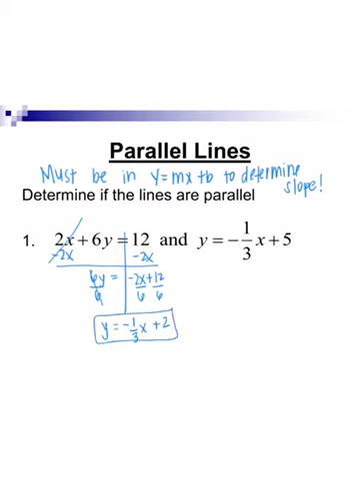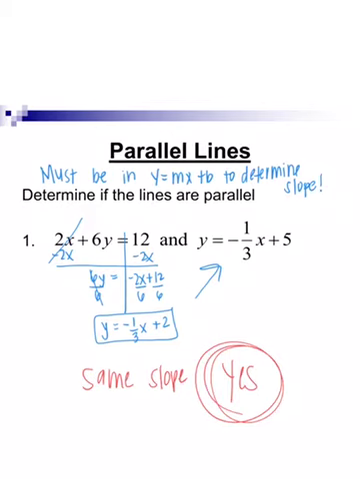So we are looking at this equation and this equation, and we're wanting to know if they are parallel. Well, again, parallel means that they have the same slope. So if we look at this slope, negative 1/3, and if we look at this slope, negative 1/3, they do have the same slope. So I'm going to write that down. They have the same slope. And so that means, yes, they would be parallel. Okay? The y-intercept doesn't matter. So the plus 2 and the plus 5, that doesn't matter. All we're looking at is the slope in order to determine if they are parallel.